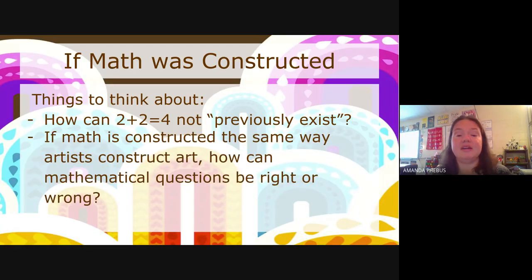Another thing to think about is if math is constructed the same way artists construct art. Some artists draw what they can see, but other artists work from their imagination. If we construct mathematics in our imaginations and just say, oh well, this should work, how could a math question be right or wrong? Art can't really be right or wrong, it's just somebody's perception. So how can we make math right or wrong?